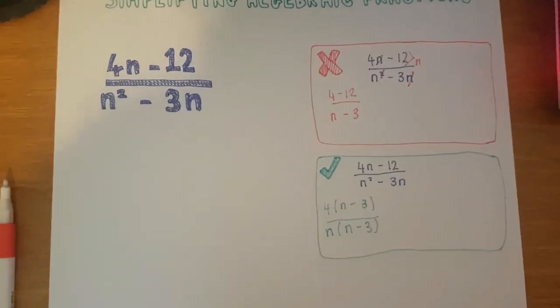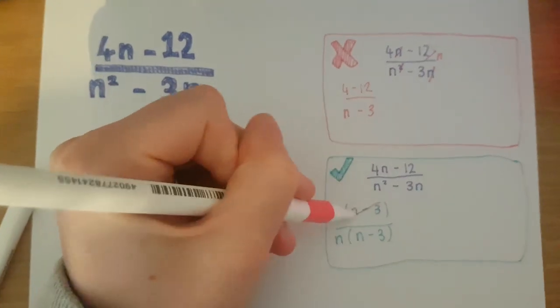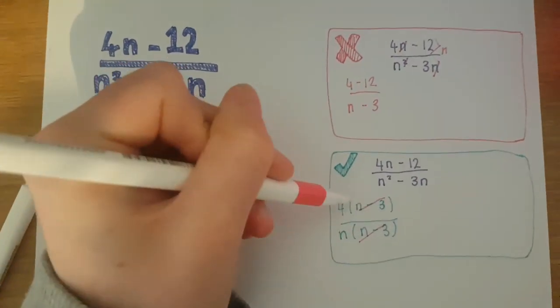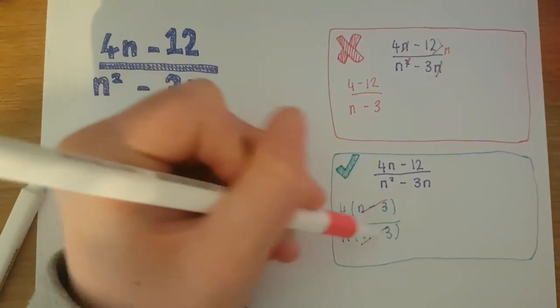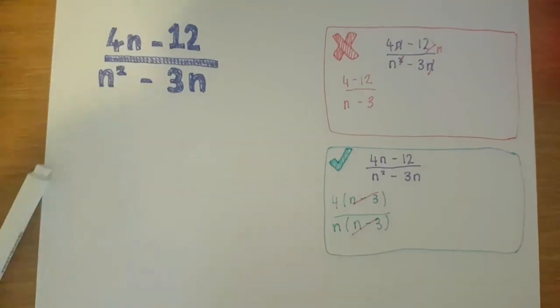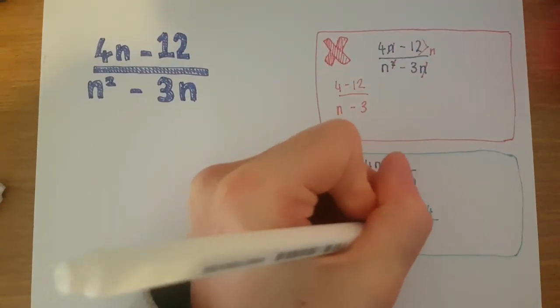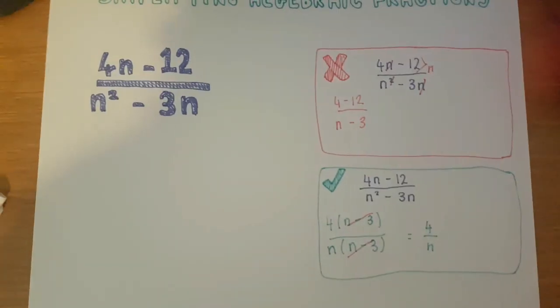Now, from this here, I can see that there's a common term of n minus 3 between both these, and we can cancel these two out because we're thinking about this whole term here, the numerator, and this whole term here, the denominator. We haven't left any parts out. So once I've cancelled, my simplified expression is 4 over n.